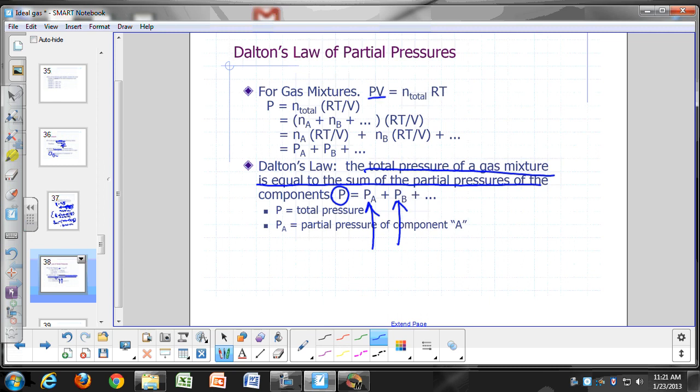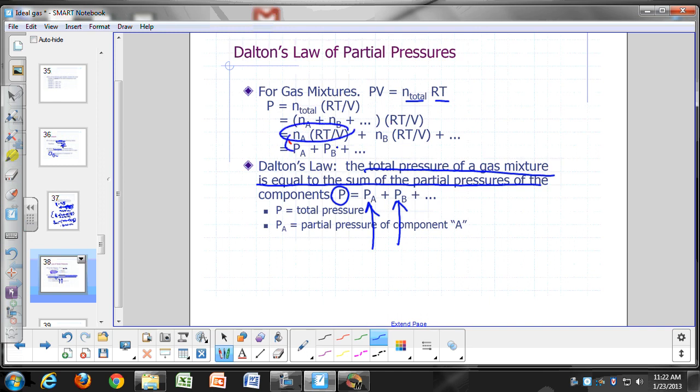You can say PV equals n total times RT, right? So what did I do here? I replaced n total by moles A plus moles B plus and so on and so forth. And then what do I do next? Distributive property, right? n sub A times RT over V gives me this one, and n sub B times RT over V gives me this one. Right? But what is n sub A RT over V?